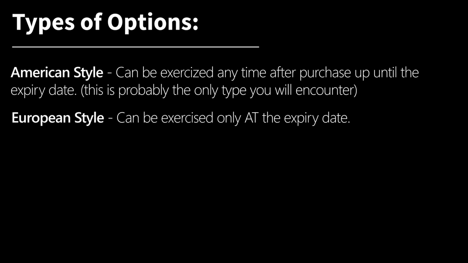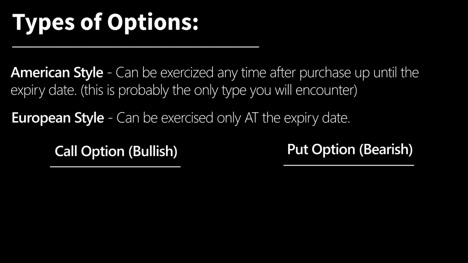The reason that I wanted to discuss that here is just for your overall knowledge. American style options may be exercised at any point during the life of the option up until the expiry date, whereas European style options can only be exercised at the expiry date. Okay, so now that we know we're talking about American style options, let's talk about the two main types of options, and those are call options and put options.